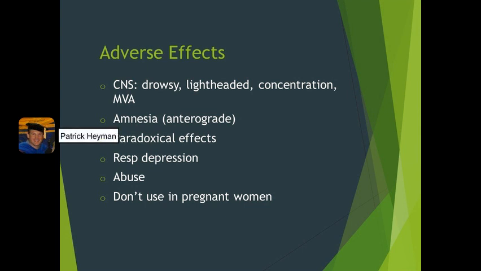Okay, as adverse effects go, we already mentioned some of these earlier, but again, in the central nervous system: drowsiness, lightheadedness, concentration problems, and motor vehicle accidents. When it comes to amnesia, it's anterograde, and then you can have paradoxical effects where a person has the opposite of the expected effect. So instead of calming them down and causing them to sleep, they can actually become very stimulated, aroused, and agitated. That is more likely to occur in elderly folks and in young children.